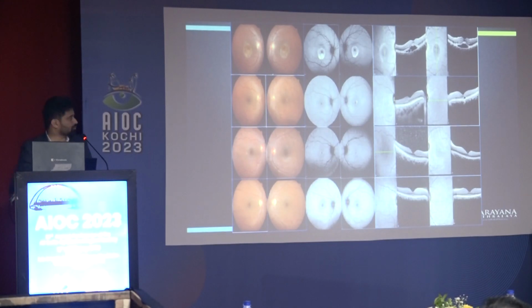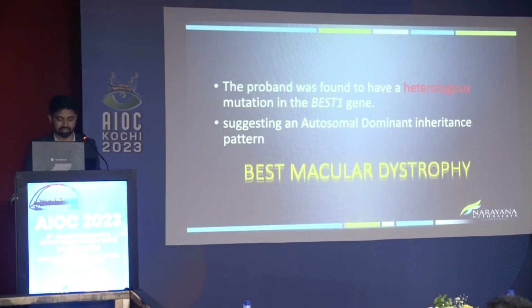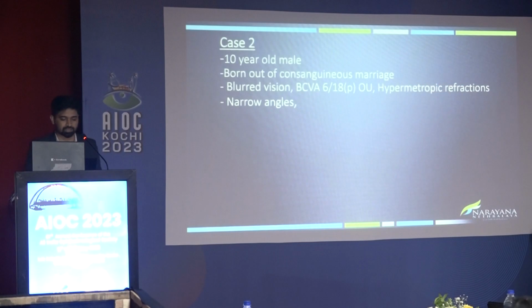So this is the full family. The father was asymptomatic, but when we called for the screening, he did have some lesion. So whenever you diagnose these hereditary retinal diseases, you should always screen the family members. In this patient, we did genetic testing, and he had a heterozygous mutation in BEST1.